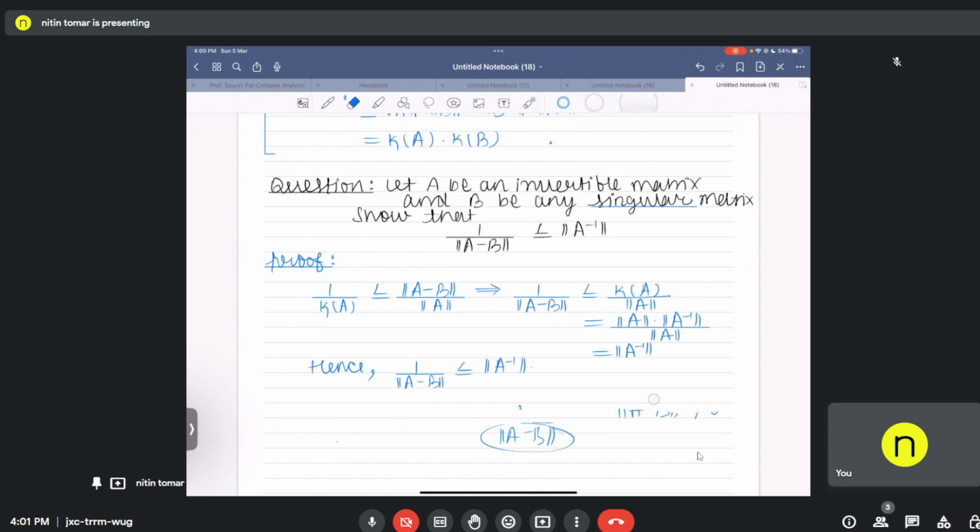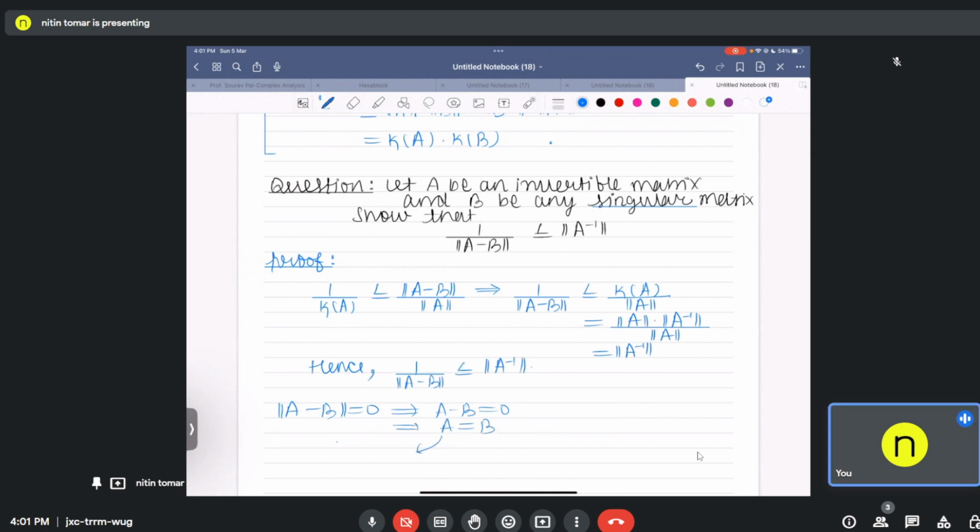A is invertible. B is singular. So if this is 0, when norm is 0, what does it imply? That the vector is 0. Then A equals B. But this cannot be possible because A is invertible and B is non-invertible. So this is well defined, 1 upon norm A minus B.